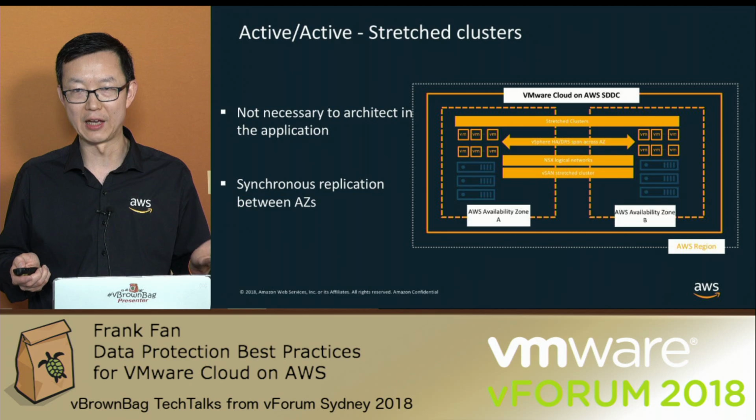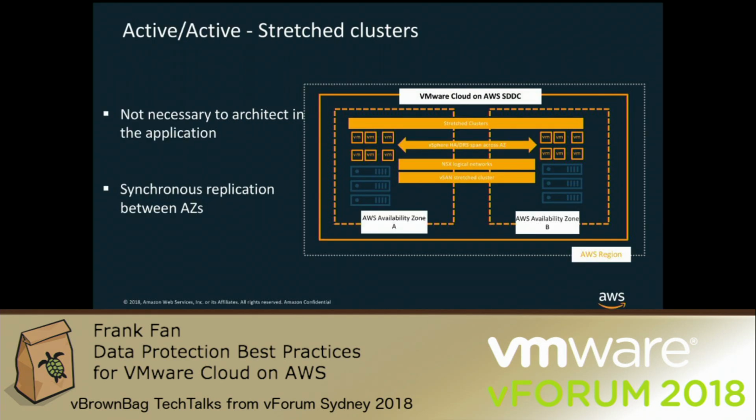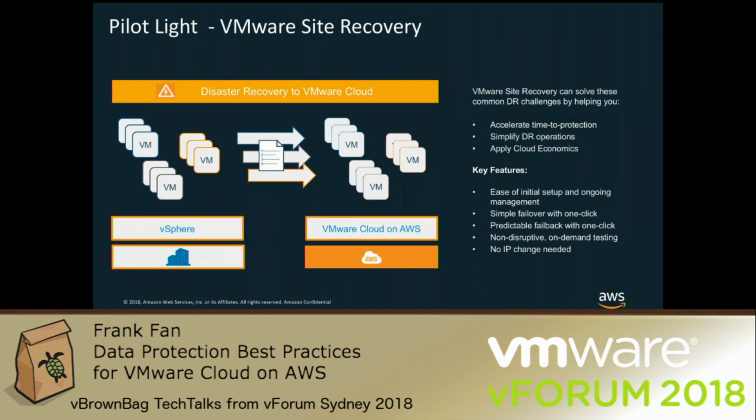We covered active. The next scenario I want to cover is warm standby or pilot light. In this case, if people are familiar with SRM, Site Recovery Manager, this is a very similar concept. You deploy Site Recovery, which is an add-on to VMware Cloud on AWS, and then you pair up your on-prem environment and VMware Cloud on AWS.